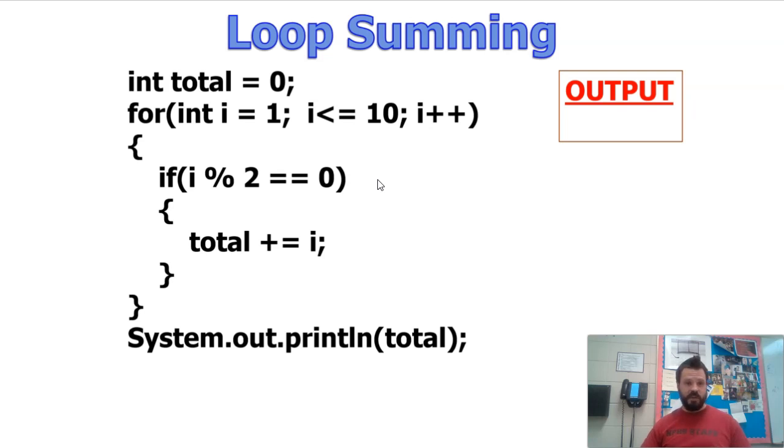And then what is it doing? Well, if i mod 2 equals 0, so in other words, if i is divisible by 2, we're going to add that i to the total. And then it looks like we'll print the total out at the end. So in other words, what this loop's doing is adding up all the even numbers from 1 to 10. So as in 2 plus 4 plus 6 plus 8 plus 10, which I believe will give us a 30 once that's all summed up.